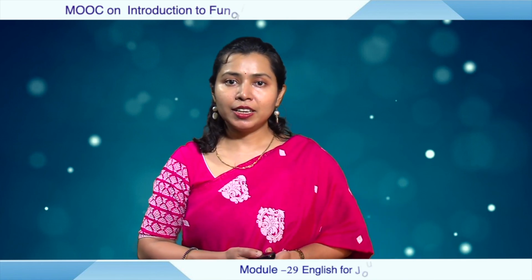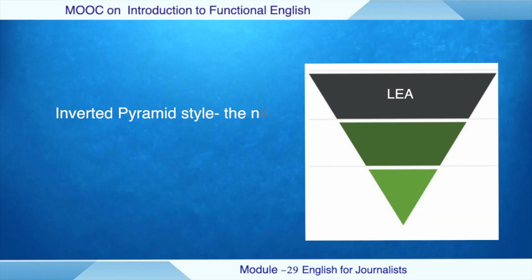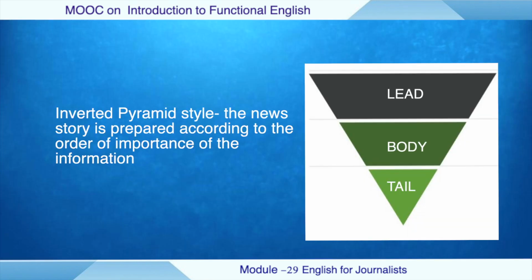Another point that needs to be understood here is the inverted pyramid style. This is the style in which news items are prepared. In this style, the news story is prepared according to the order of importance of the information. The first paragraph, which is the intro or the lead, carries the most important information about the happening. It is followed by the body of the news item, which includes the other related information, and in that way, in decreasing order of importance, a particular news story is prepared.